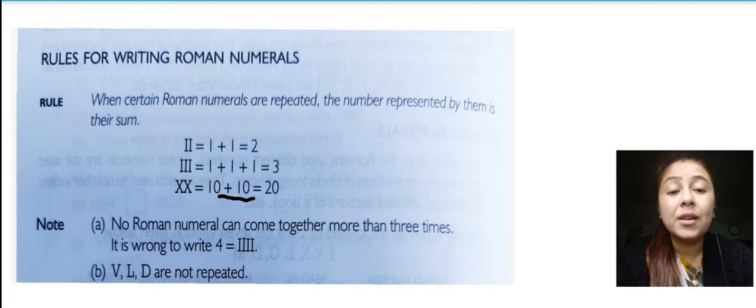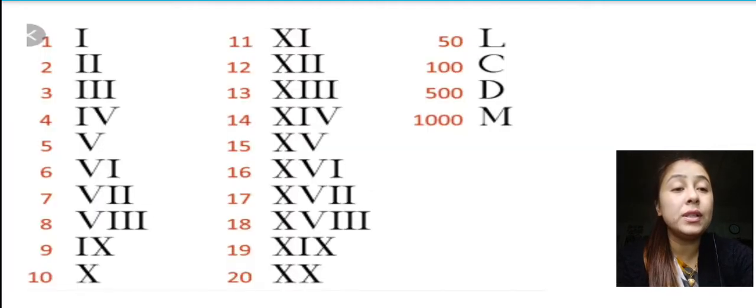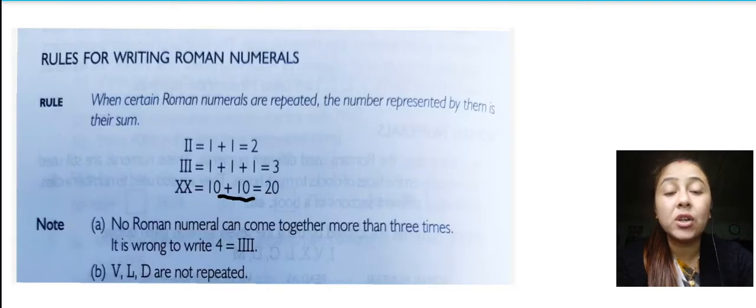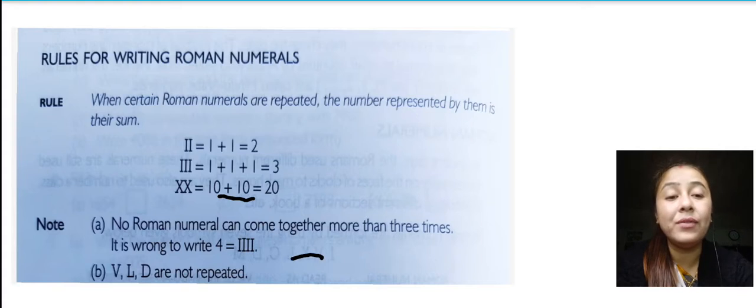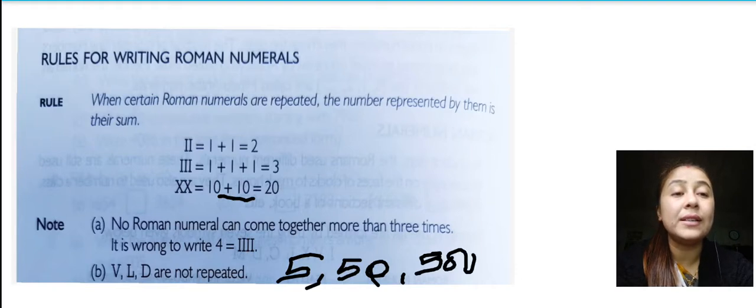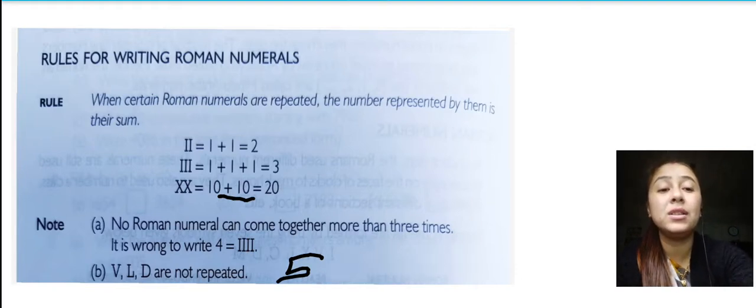But there are certain Roman numerals like V, which is 5, L, which is 50, and D, which is 500. These Roman numerals can't be repeated. Hope you all understood this. V is 5, L is 50 and D is, sorry children, D is 500, M is 1000. So V, L, D are not repeated. These cannot be repeated in Roman numerals. So this is rule number 2.